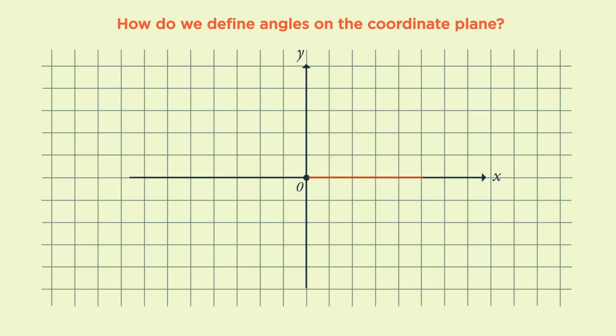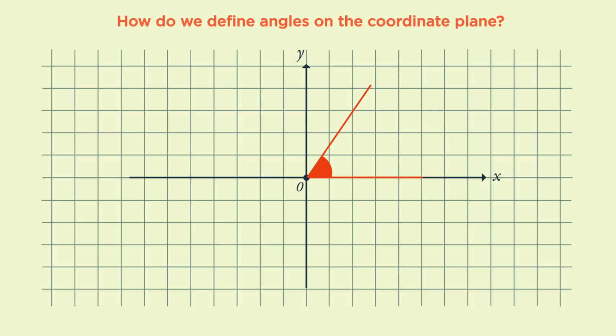For example, to define a 20-degree angle, we start from here and move in an anti-clockwise direction, and this is where we stop. So this angle between the positive x-axis and this line is 20 degrees. Now if we want to define a 65-degree angle, we start from the positive x-axis once again, move in an anti-clockwise direction and stop here. So this angle between the positive x-axis and this line is 65 degrees.